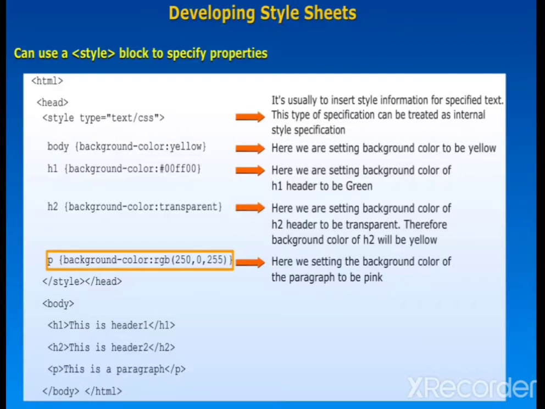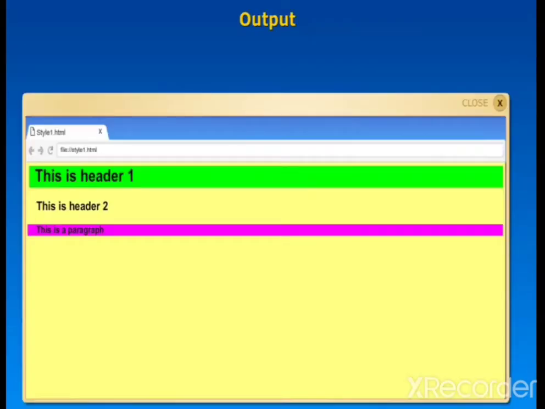In body, here we are setting the background color to be yellow. In H1 tag, here we are setting the background color for the H1 header to be green. For H2, here we are setting the background color for the H2 header to be transparent. Therefore, the background color of H2 will be yellow. Here for the paragraph tag, we are setting the background color of the paragraph to be pink. Let us see the output of the example. Here is the example.